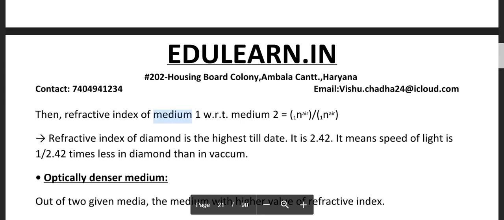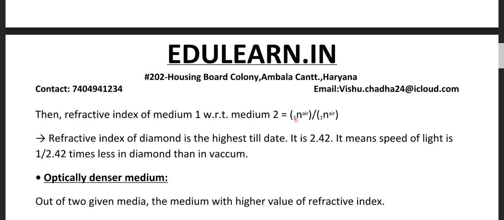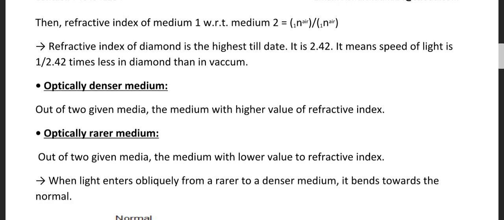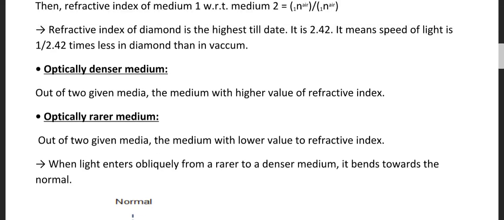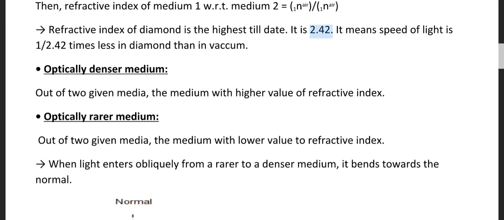Okay, the refractive index of medium 1 with respect to medium 2. This is the formula, 1 n air upon 1 n air. So it will be 1 only in this case. So refractive index of diamond is the highest, that is 2.42. What do you mean by the refractive index now? Now it will be easy to understand. If the refractive index of diamond or any substance we say is 2.42, what do you mean by this statement?